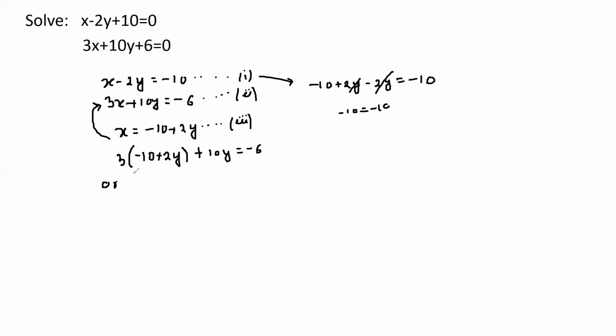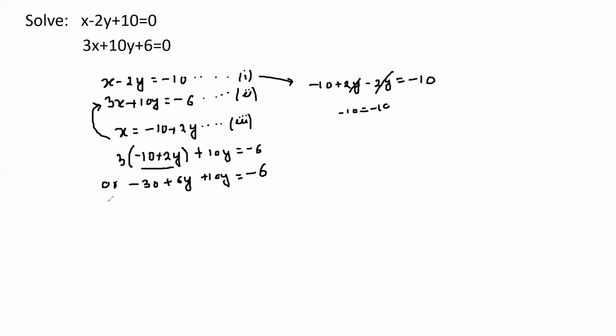I've just substituted the value of x here. This is the value of x, right? So let me multiply this. We'll be getting minus 30. Okay, here plus 3 times 2 is 6y, and plus 10y. Okay, that is equal to minus 6.